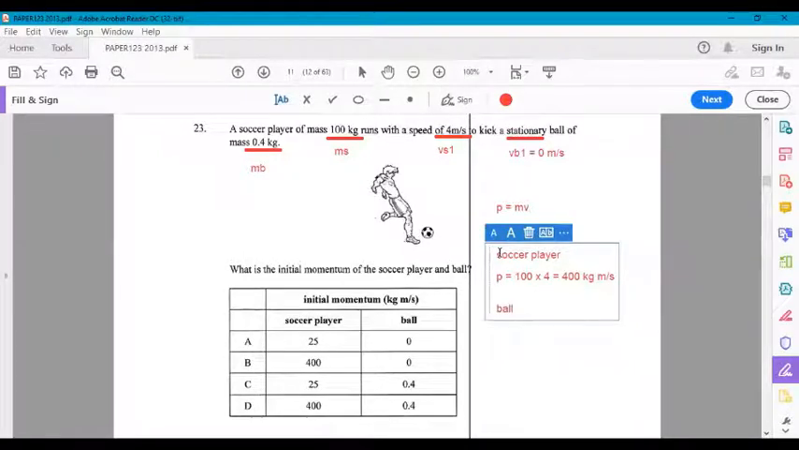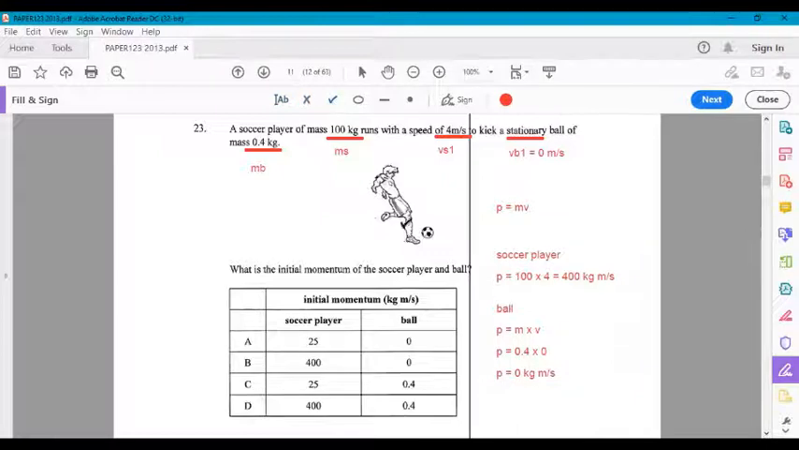The ball was stationary, and if we plug in the numbers there, we should already know that if an object is not moving, then it has no momentum. And if you plug that in your calculator, you will see, of course, the ball with a mass of 0.4 kilograms has 0 velocity, 0 times anything is 0, so 0 kilogram meters per second. So we're looking for the column that has the correct answer for both of those.